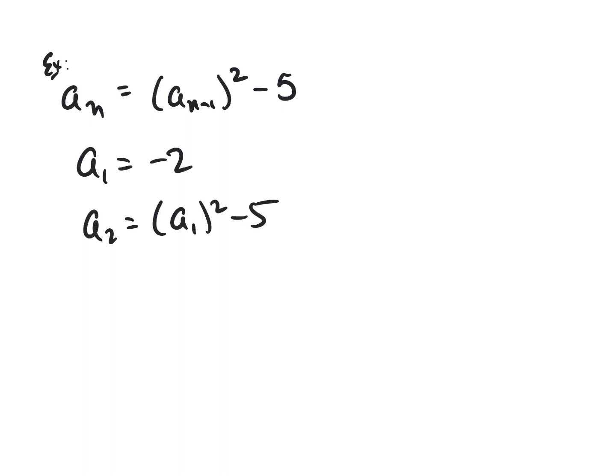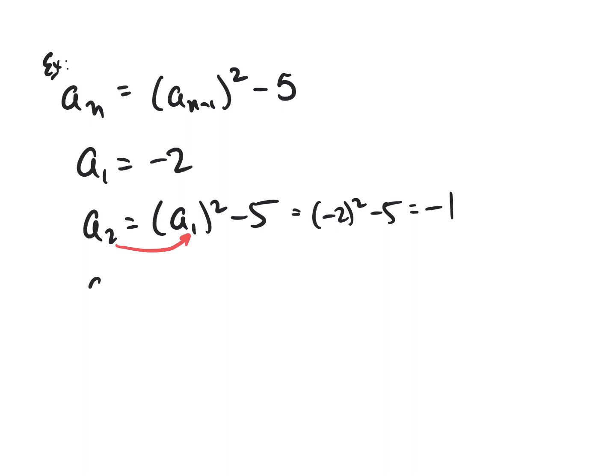I don't know if you need the red arrows all the time or not, but to get to the second term, we have to use the first term. But the first term is now given to us, so we can replace a sub 1 with what it's equal to and do the subtraction, and we get negative 1.